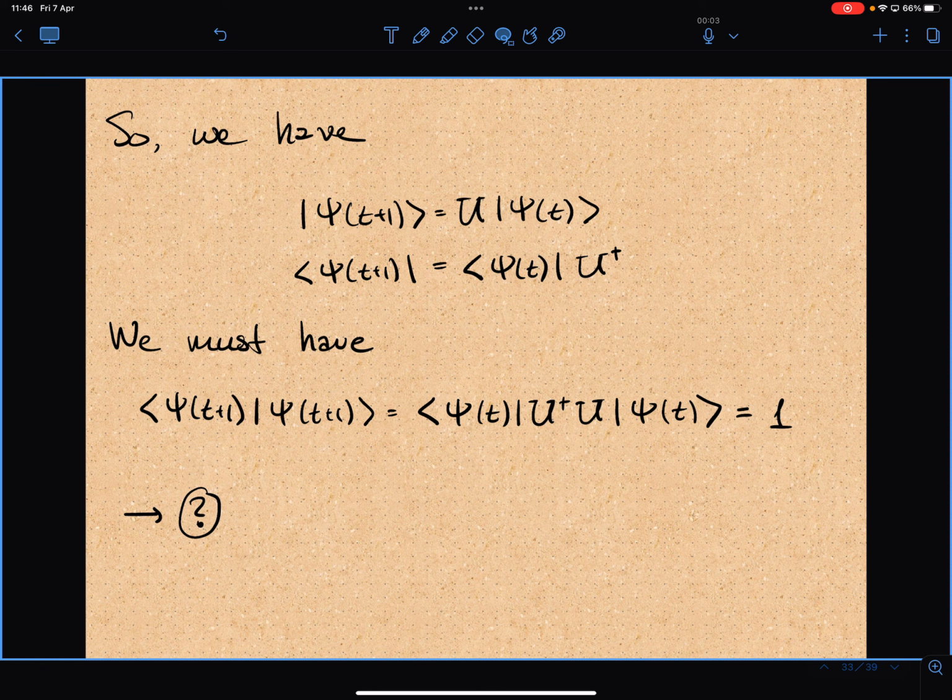Any shots? Is it that U must be unitary? What does that mean? Fancy words. So U must be unitary, or Unitarian. So what does that mean? It is the conjugate transpose of U with itself equals 1.